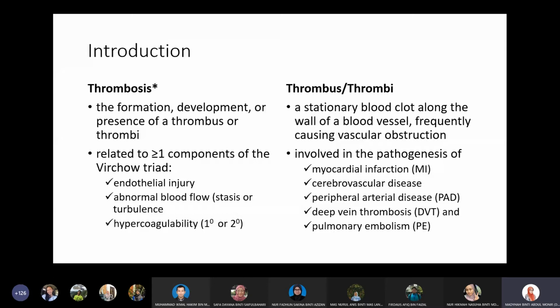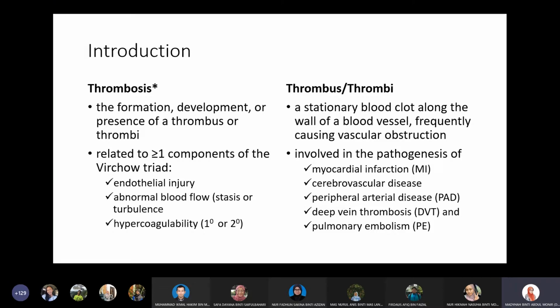So what is thrombus? Thrombus is a stationary blood clot along the wall of a blood vessel, and it frequently causes vascular obstruction. And why is thrombus important? Because it is involved in the pathogenesis of several diseases, such as myocardial infarction, cerebrovascular disease, peripheral arterial disease, deep vein thrombosis, and also pulmonary embolism.